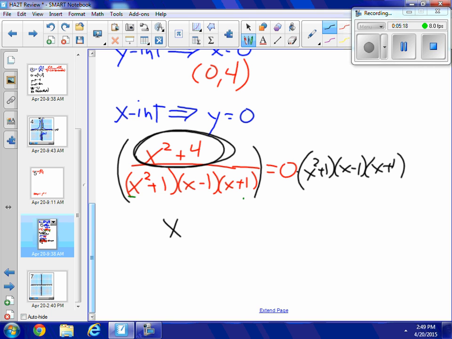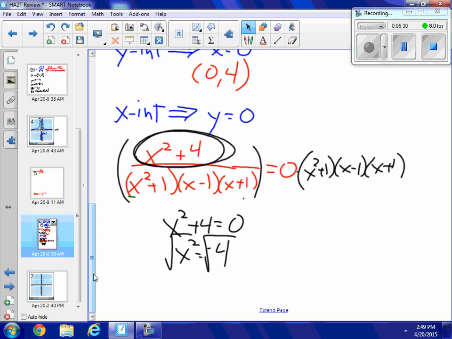So if I go x squared plus 4 equals 0, I get x squared equals negative 4, and I can see right away, again, I'm going to have an imaginary number. So for my x-intercept, there is none. There is no x-intercept. So that is step number 3. Step number 4, we skip. We're not testing it for symmetry.